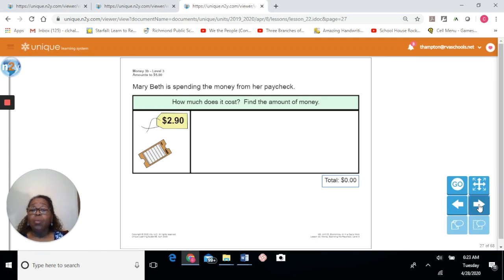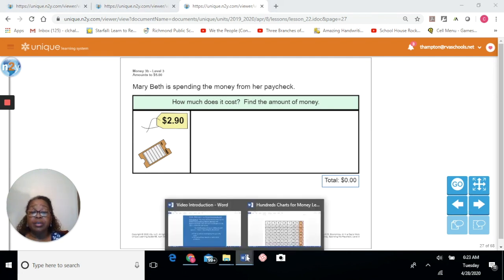All right, how much does it cost? Again, we have $2. Remember our decimals means we're going to say and, very good, $2.90. No pennies. In the ones place, there are no pennies. $2.90. We have our dollar sign. We have our decimal. All right, let's see if we can figure that out.